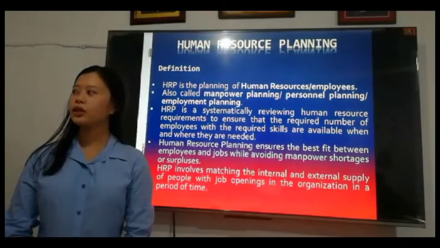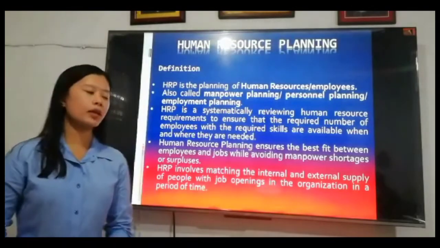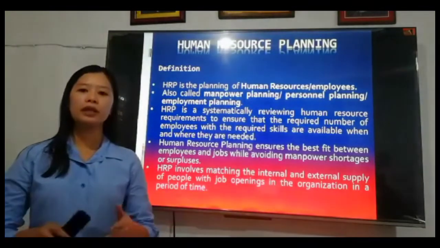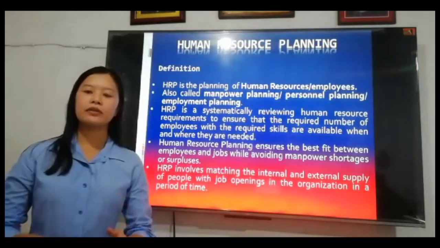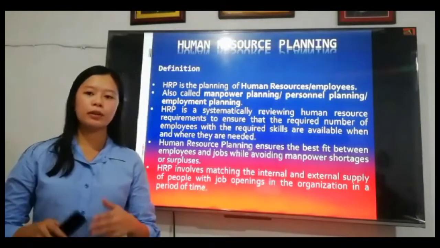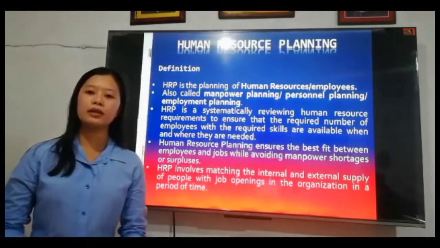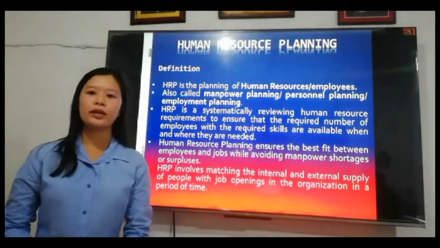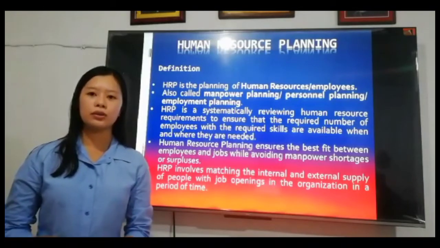Next, HRP involves matching the internal and external supply of people with job openings in the organization in a period of time. There is a matching of internal and external supply of people because conditions in the internal and external environments can change quickly. So the human resource planning process must be continuous.